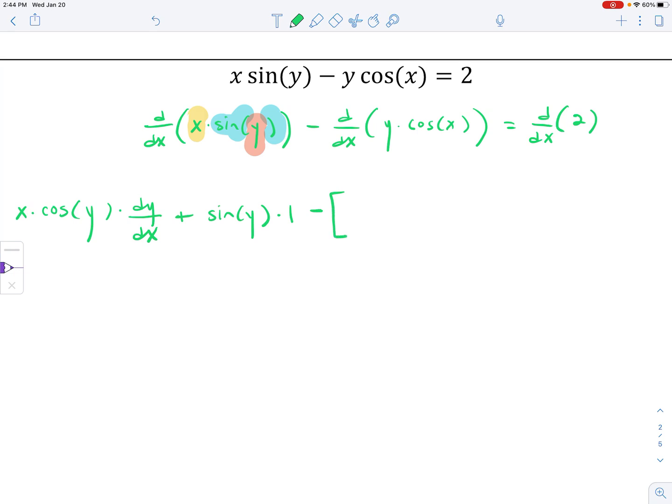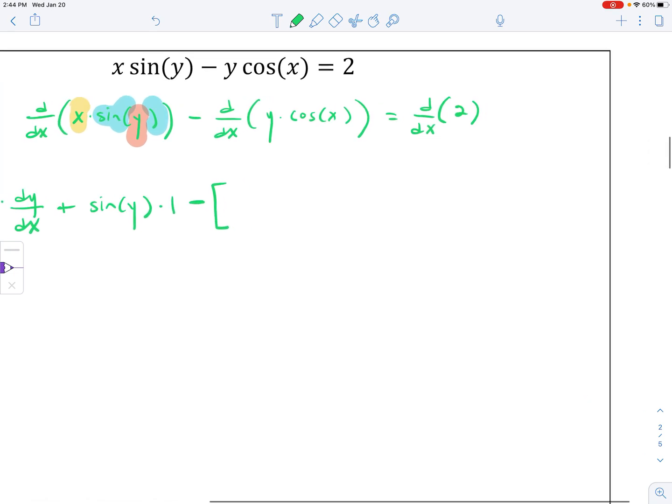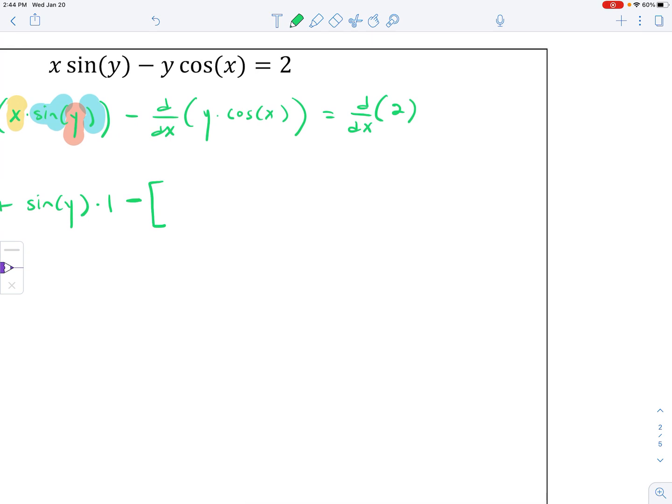I'm going to move this over a little bit. And then minus, and I'm going to use brackets to group my product rule for y times cosine of x. So first factor times the derivative of the second factor with respect to x would be negative sine of x.